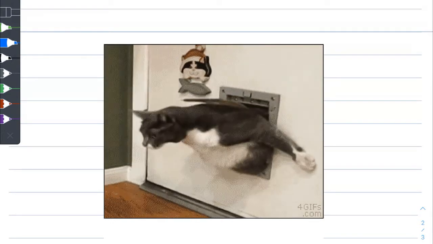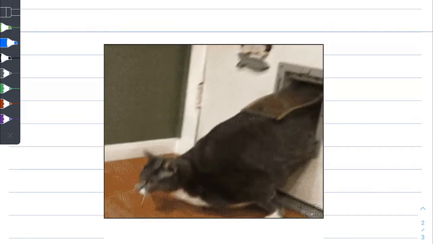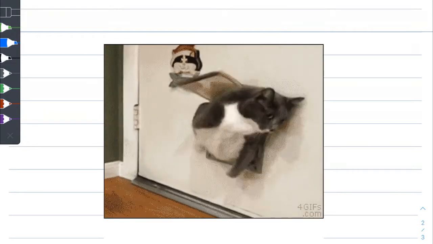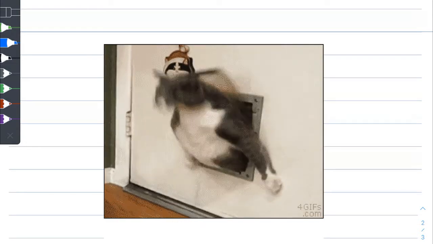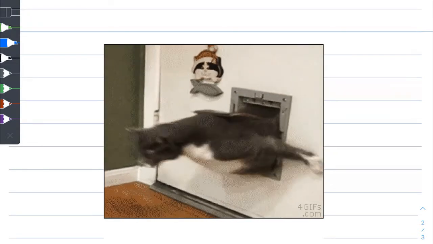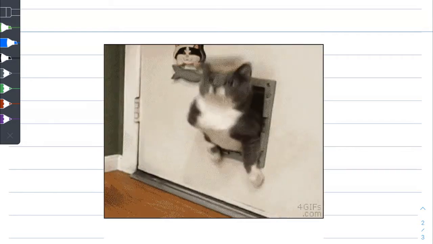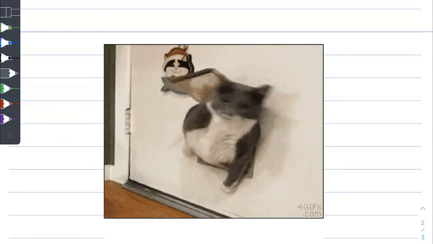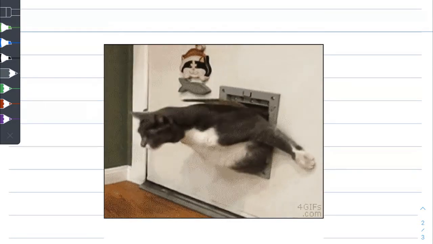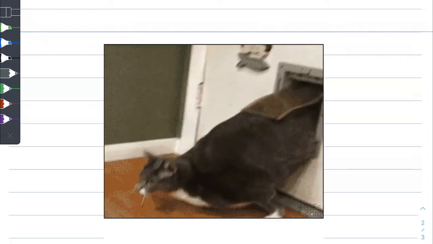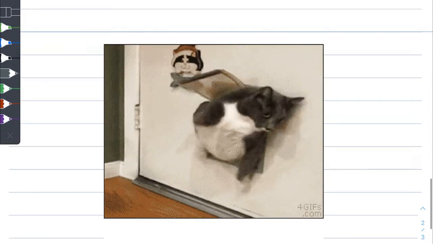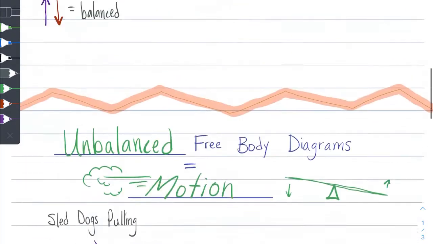Imagine you're this cat. Come on, you got it. Oh, okay. Well, this cat is trying hard. You gotta give this cat some credit for that. So let's draw a free body diagram first of this situation where the cat is stuck, and then this situation where it overcomes being stuck.